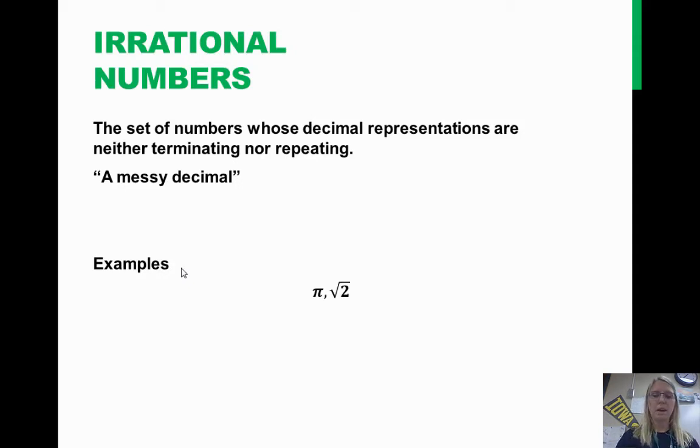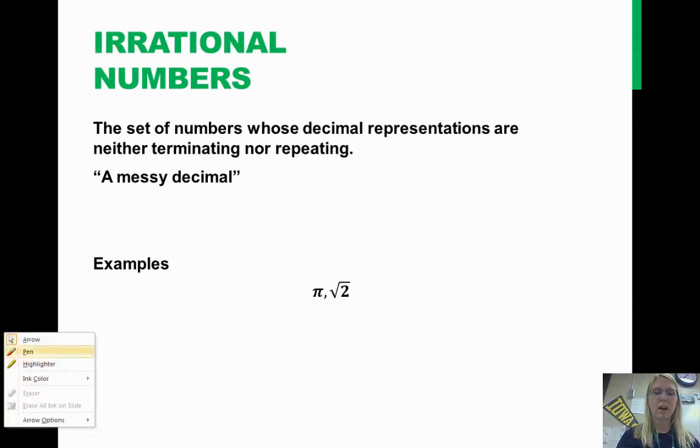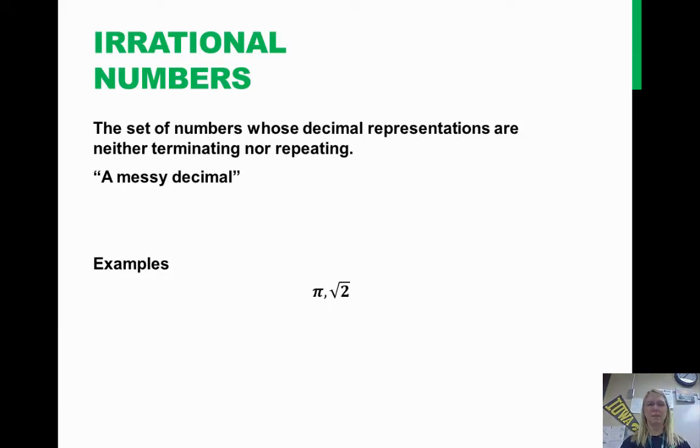What I mean by irrational number is, often I tell students that it's a messy decimal. It is kind of random and it goes on forever and ever. An example of that would be pi. If you were to put pi into your calculator, it starts off as 3.14 and then it goes on forever and it doesn't have a pattern to it whatsoever. The same thing goes for the square root of 2.